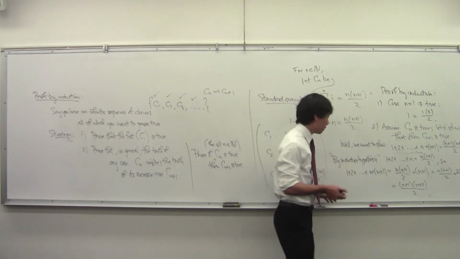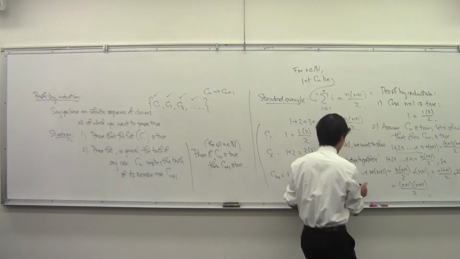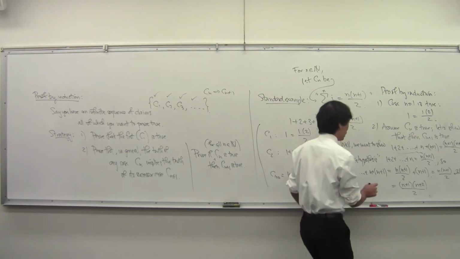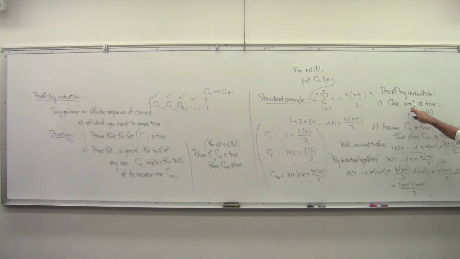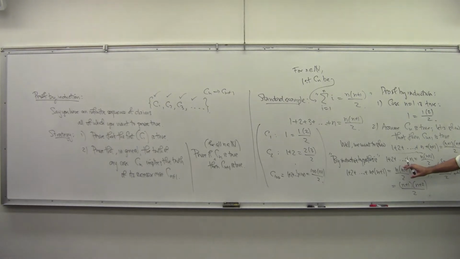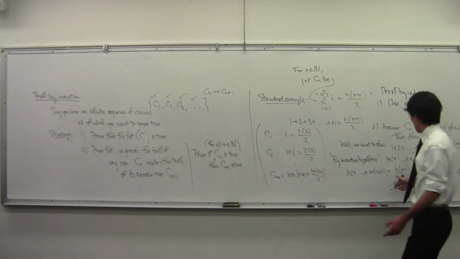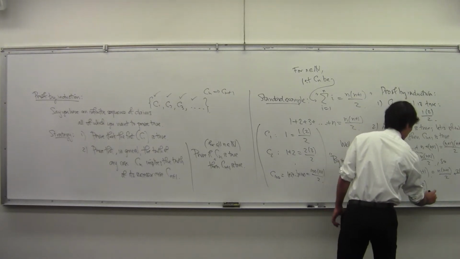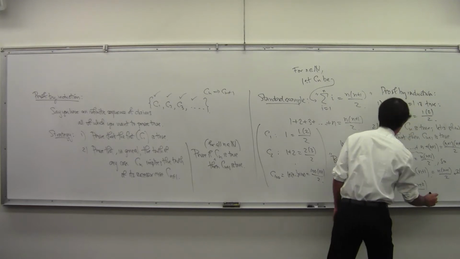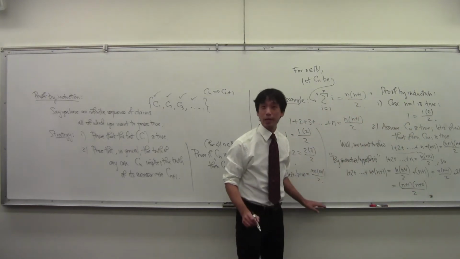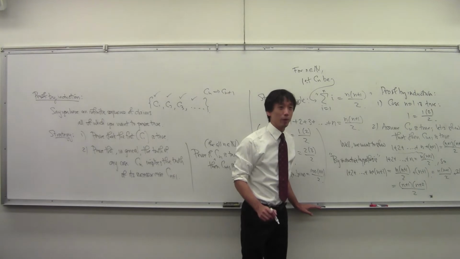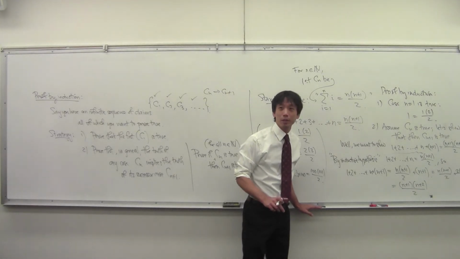Okay, and that's the end of the proof by induction. You prove the first case, and you prove that the truth of any case implies that of the successor case. Okay, so that's the end. By induction, it's true for all n, for all natural numbers.